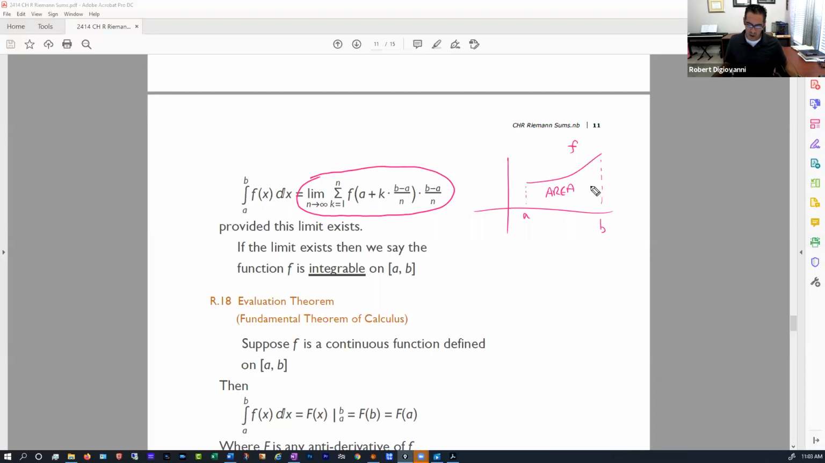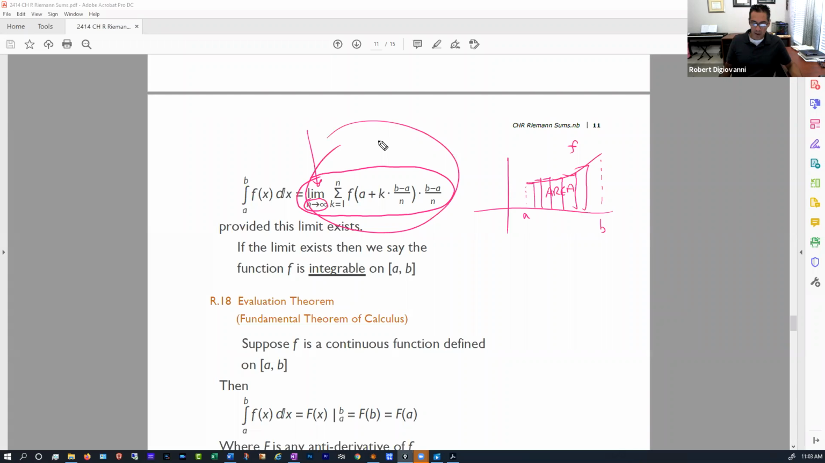We find the area between that function and the x-axis by cutting it into n rectangles. After we cut it into n rectangles, we take the limit and let the number of rectangles go to infinity, let n go to infinity. Now, to actually calculate that by hand is very difficult to do. In general, if somebody hands you a function and asks you to evaluate this, it's very tough.